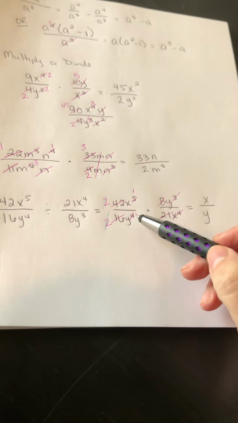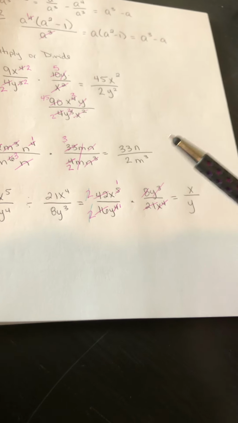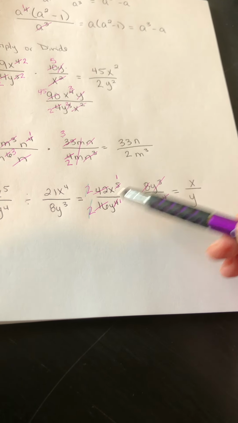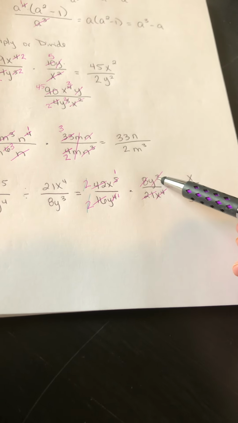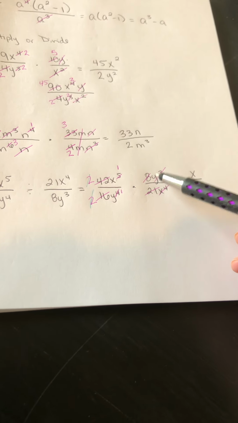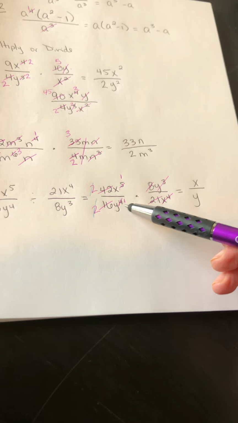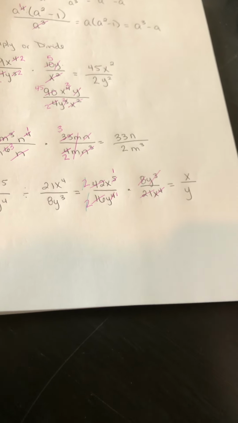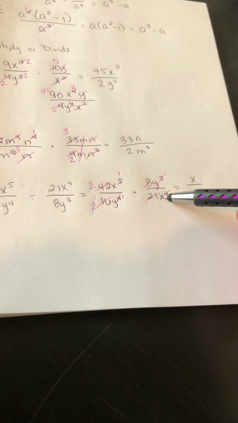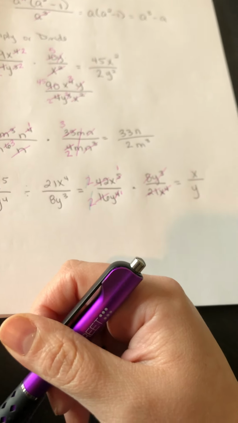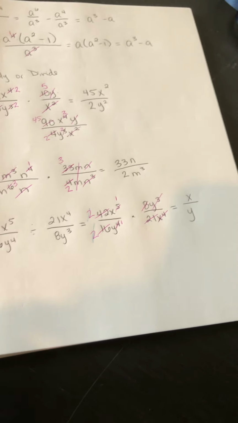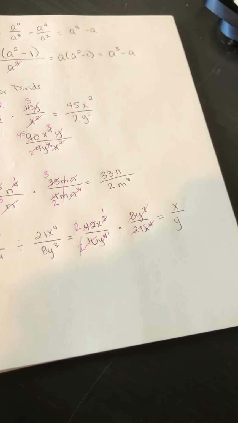And remember on these, I don't think I mentioned it yet, but y cubed and y to the 4th, if you do 3 minus 4, you're at -1, which puts your y back down. But anyways, wherever the bigger exponent is, so y to the 4th in the denominator, then it needs to stay in the denominator. Or like this one, x to the 5th is bigger than x to the 4th, so it stays in the numerator. So wherever your bigger exponent is, that's where your variable is going to stay.